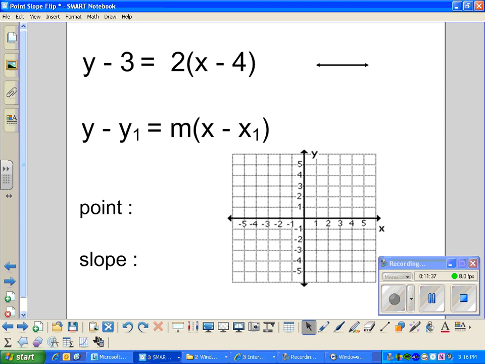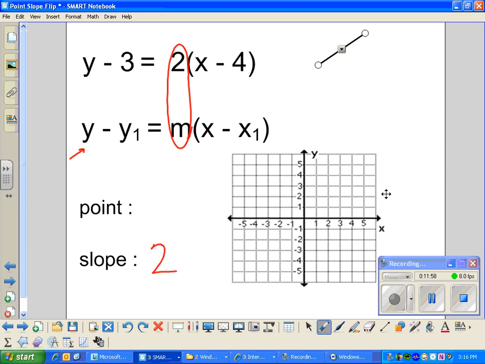Looks to me, this is the equation for point slope form. My slope is going to be what? 2. Yeah, that's a positive slope. I should be expecting that my line will be going up.